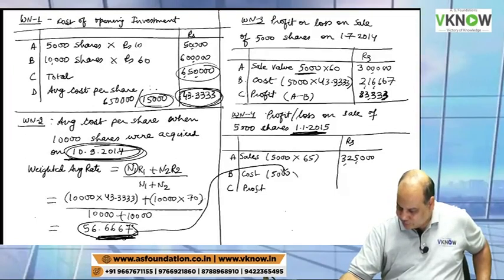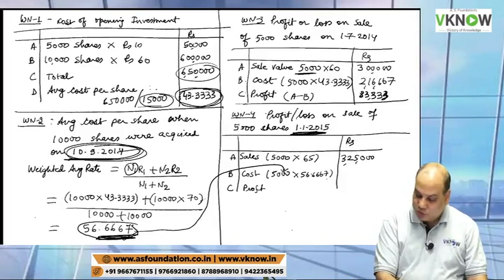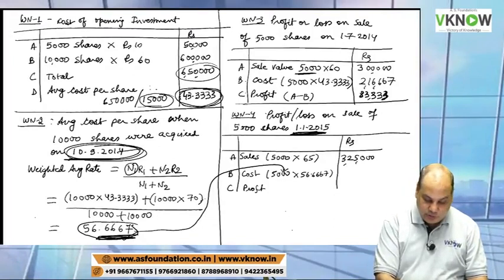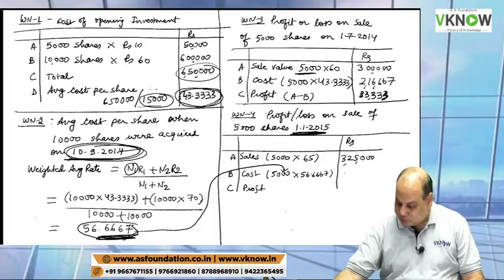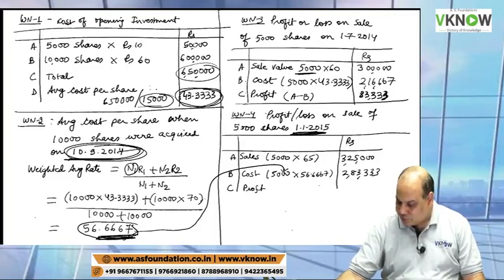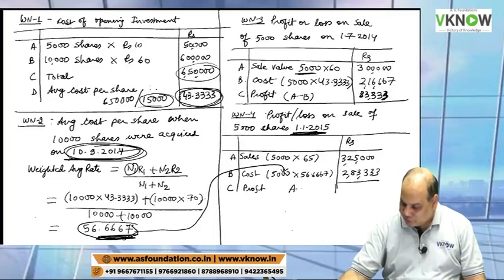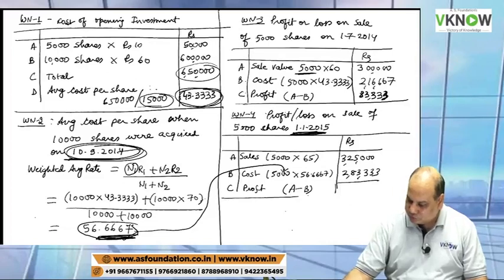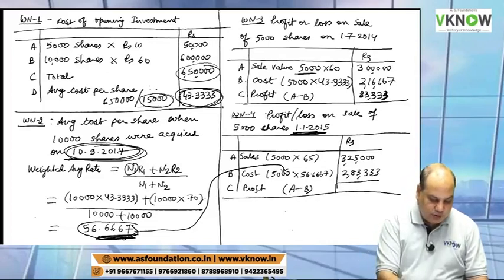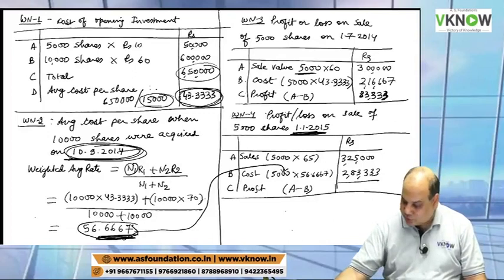Here, into 56.6667, because average cost has changed. So please multiply 5,000 into 56.6667. So that is approximately 2 lakh 83, make it 333. So profit will be A minus B. Profit will be how much? 41,667.